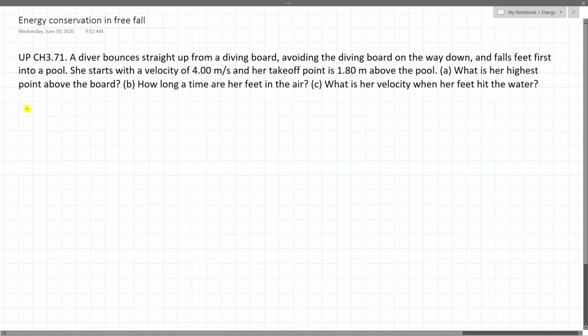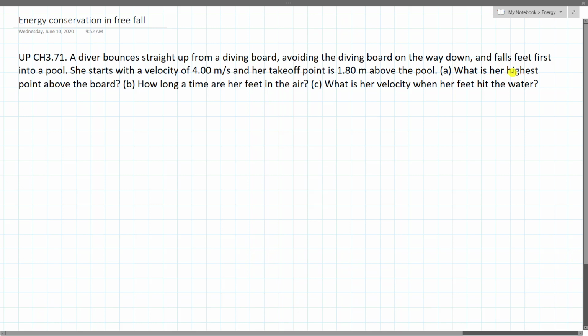So let's first recognize this system as a mechanical energy conservation type of situation. So we have a diver. The diver jumped off the diving board, so the diving board is not even part of the system anymore. And then she falls into the pool, and she starts at 4 meters per second. That was upward, taking off at a point 1.8 meters above the pool. And then three questions were asked.